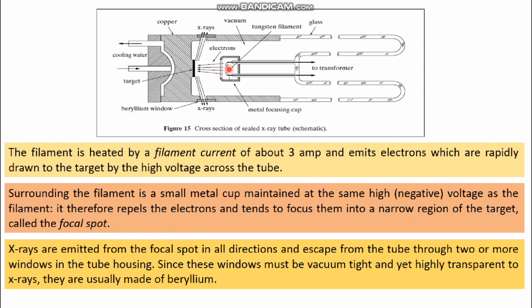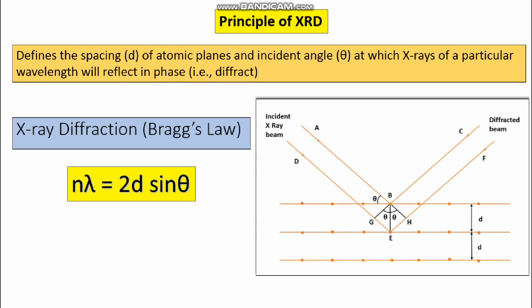These X-rays are emitted from the focal spot in all directions and escape from the window through two or more windows in the tube housing. Since these windows must be vacuum tight and highly transparent to the X-rays, they are normally made up of beryllium. The principle of XRD is based on the X-ray diffraction pattern, which is generally denoted by Bragg's law.